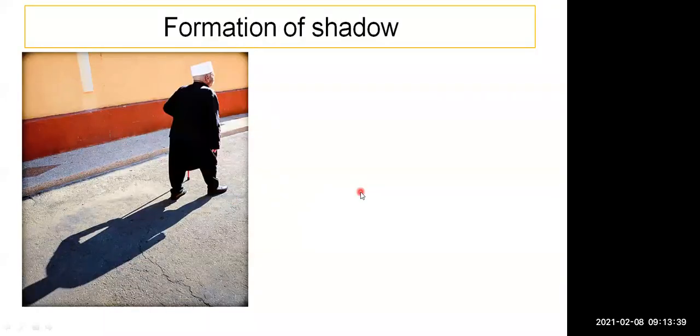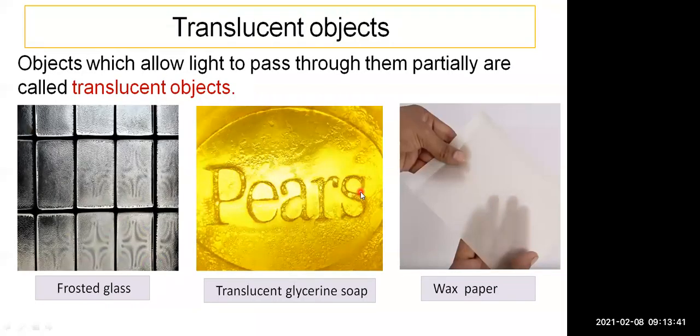So we have learnt about the objects in detail. There are three types of objects. One is the opaque object, another is the transparent object, and the third one is the translucent object.